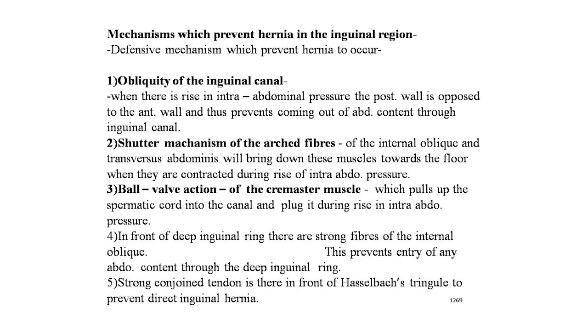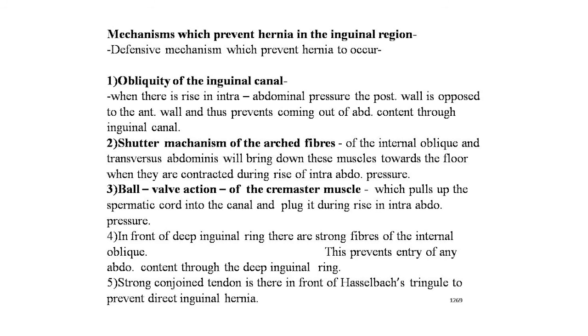Now the mechanisms which prevent hernia in the inguinal region. Defensive mechanisms which prevent hernia from occurring. First, obliquity of the inguinal canal. When there is a rise in intra-abdominal pressure, the posterior wall is opposed to the anterior wall and thus prevents abdominal contents from coming out through the inguinal canal.